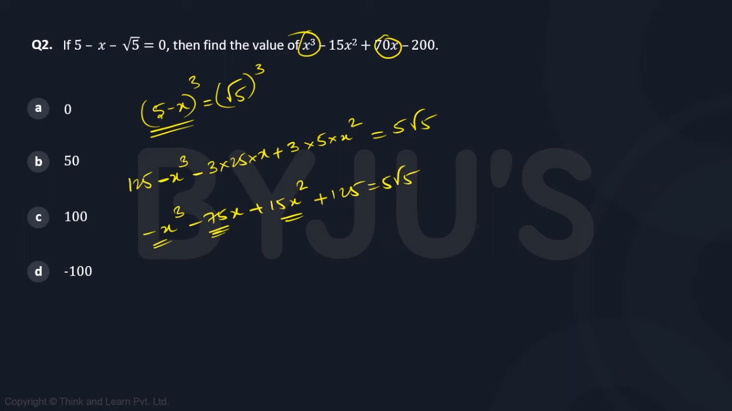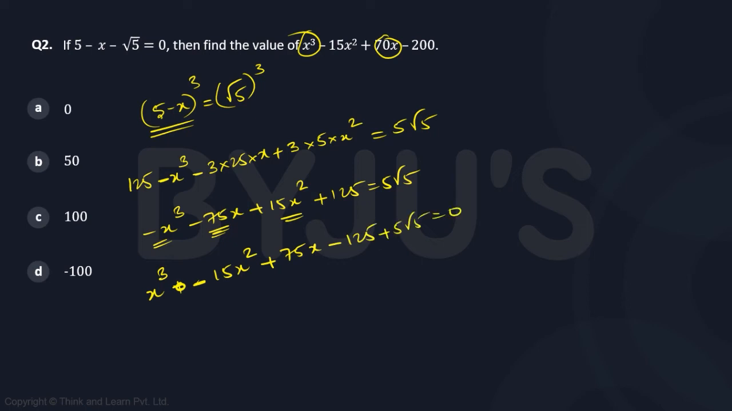So rearrange everything on one side. So x cube plus, I will write only what I want. X cube, sorry. So this should be minus. So when I take everything to the right hand side, so minus 15x square, then plus 75x minus 125 plus 5 root 5 equal to 0.